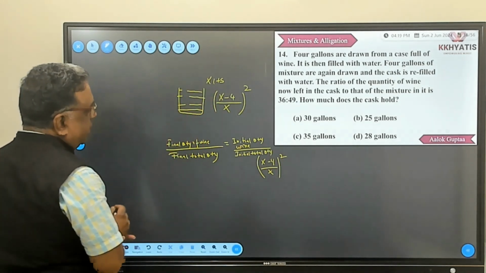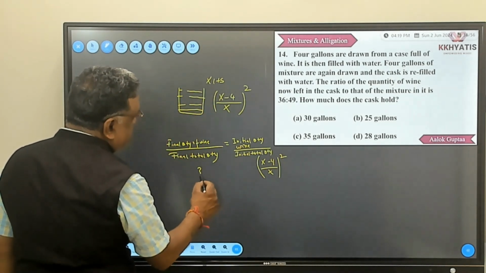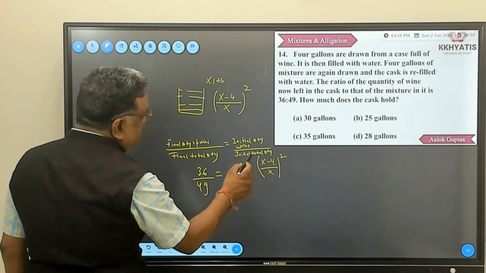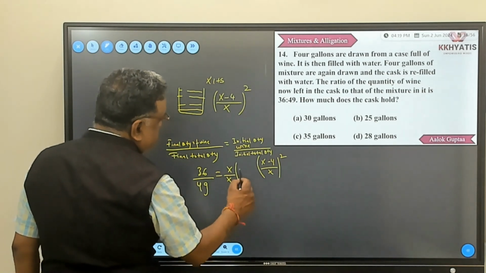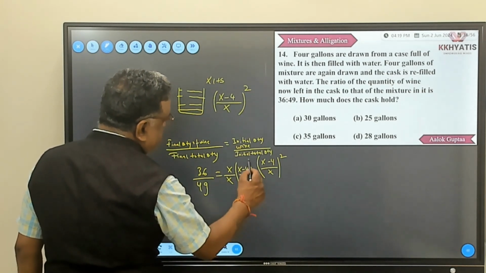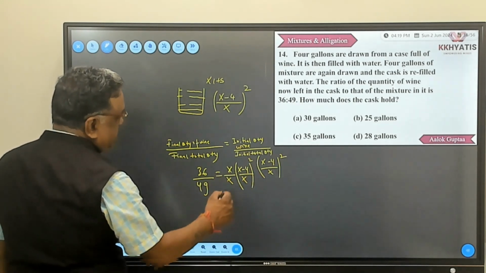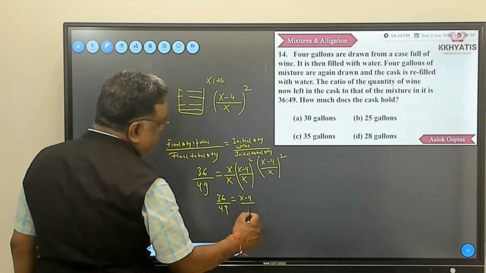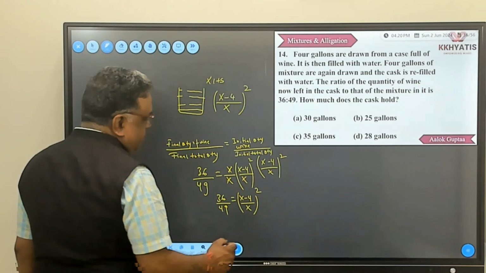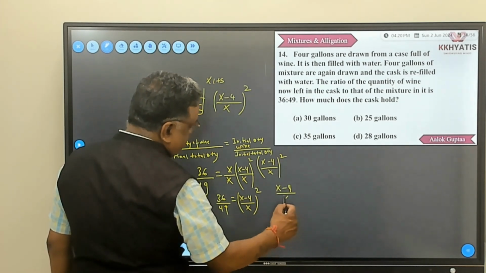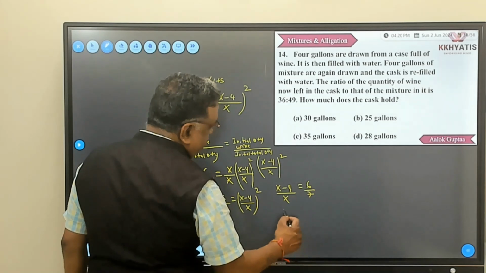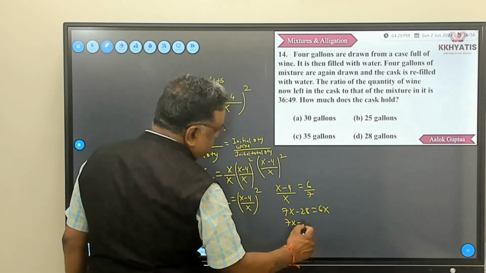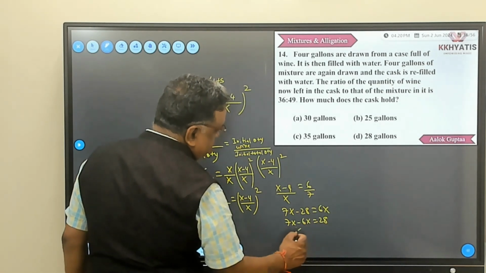Correct? Now this ratio I have been given. This was 36 and this was 49. This was X and this also is X. And this is X minus 4 upon X the whole square. Correct? This will get cancelled. So 36 upon 49 is (X minus 4 upon X) whole square. Which means if I take square root on both the sides, X minus 4 upon X is 6 upon 7. 7x minus 28 is 6x. So 7x minus 6x is 28. So x is 28 liters.